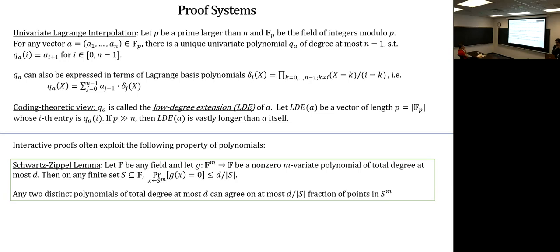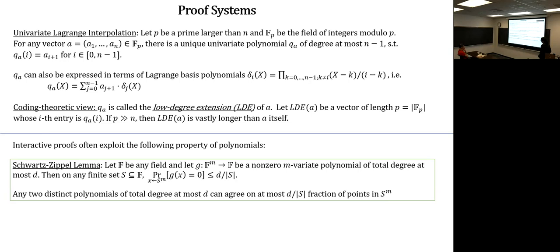Interactive proofs and the corresponding SNARKs which we derive from those proofs exploit the following property of polynomials. This property is defined in terms of multivariate polynomials. I will also show you later that working with multivariate polynomials gives us much more efficient interactive proof systems and also much more efficient ZK-SNARKs.